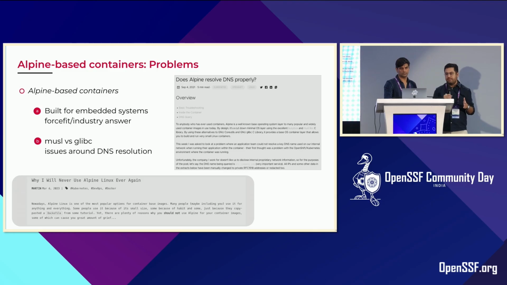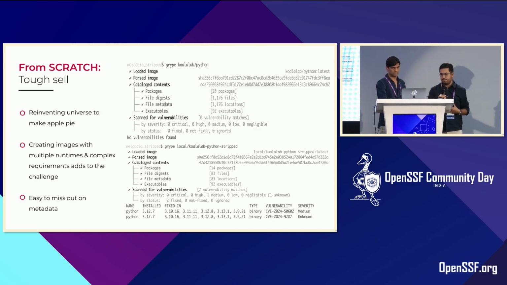Specifically talking about Alpine, Alpine was a Linux built for embedded systems, and over time it has become a forced fit to focus upon the minimal base container program, but it's still like a forced-fit solution and not a real answer. The other problem that you would see is the base C library that Alpine uses is musl, but more or less, a lot of the Linux packages are built on glibc. So there are some issues around DNS resolution and a lot of other stuff that people have talked about in detail. And we'll link to this PPT later itself.